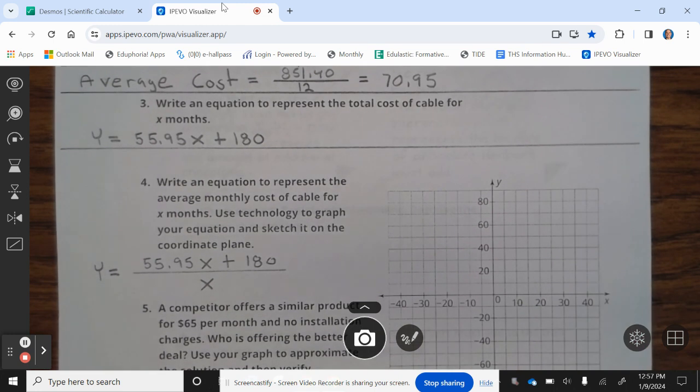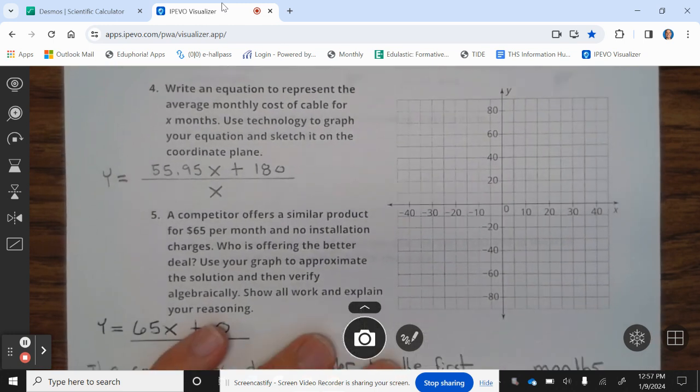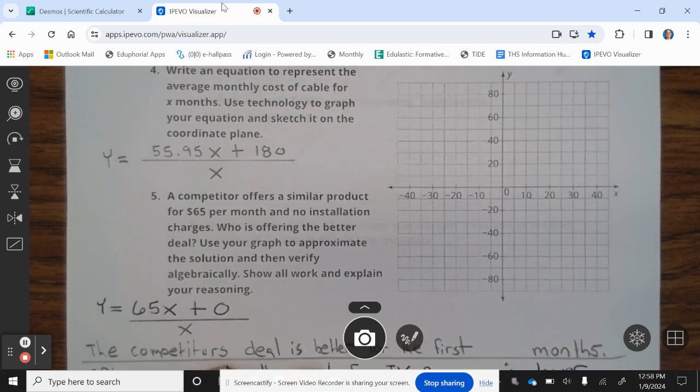3. Write an equation to represent the total cost of cable for x months. The equation is y equals $55.95x plus 180. 4. Write an equation to represent the average monthly cost of cable for x months. Use technology to graph your equation and sketch it on a coordinate plane. The equation is y equals $55.95x plus 180, all divided by x.